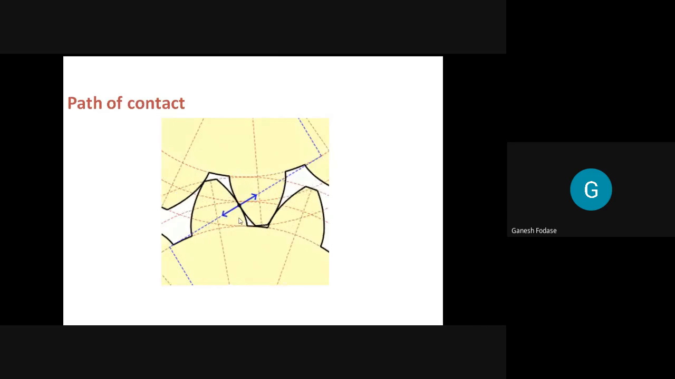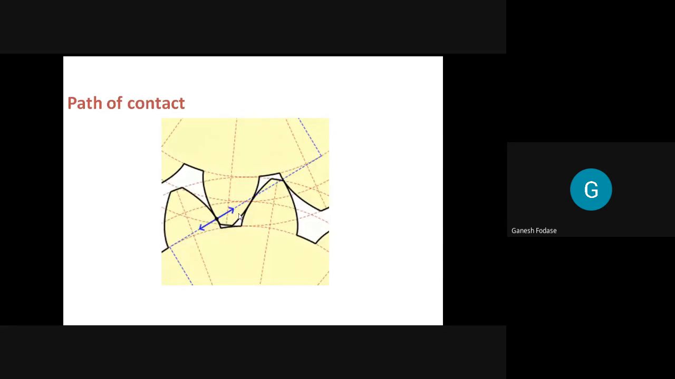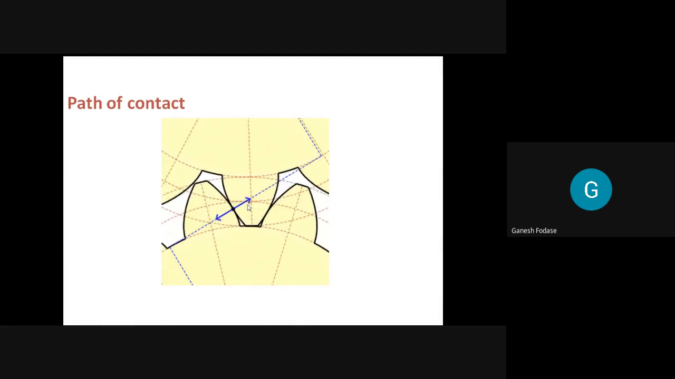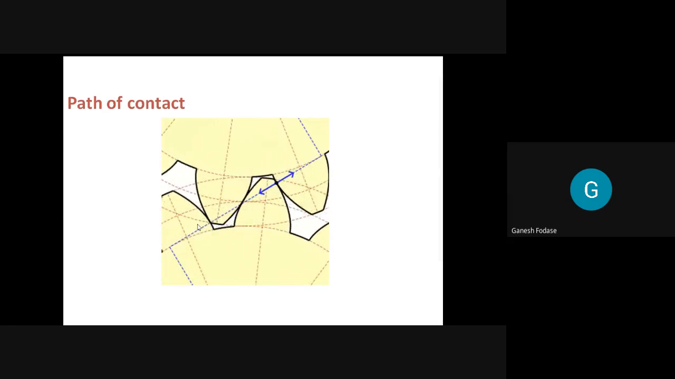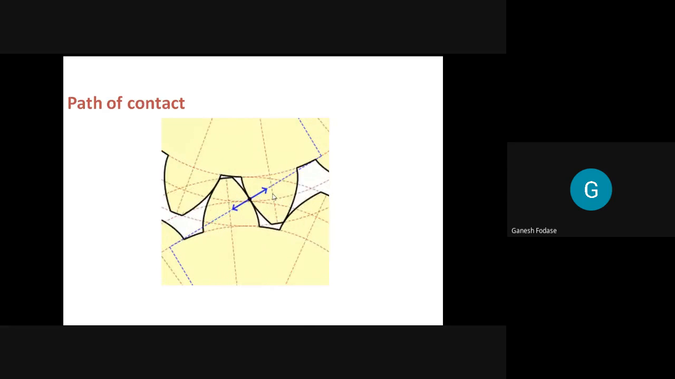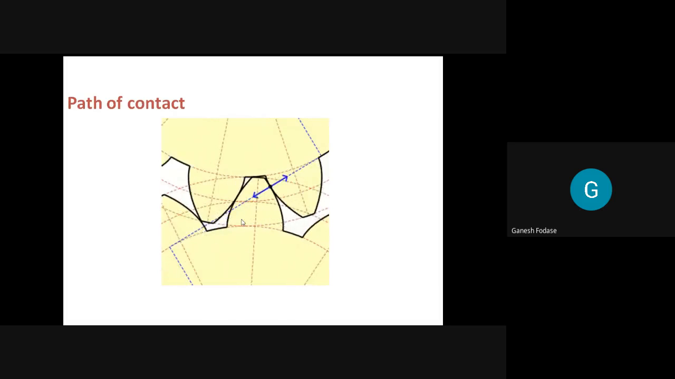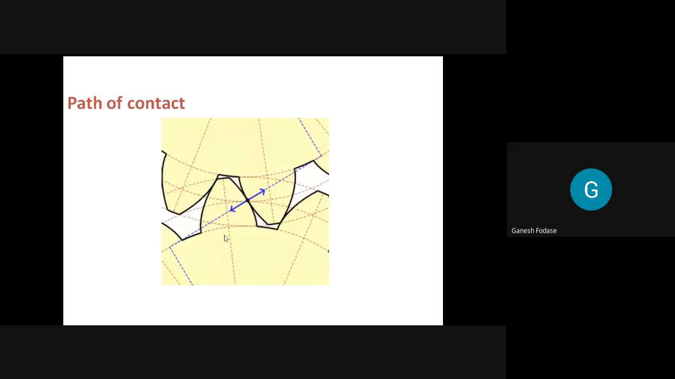One more thing you may observe. At an intermediate point, there is one pair of teeth in contact, but at the end and beginning, there must be two pairs of teeth in contact. That we will discuss later. So path of contact I have discussed.